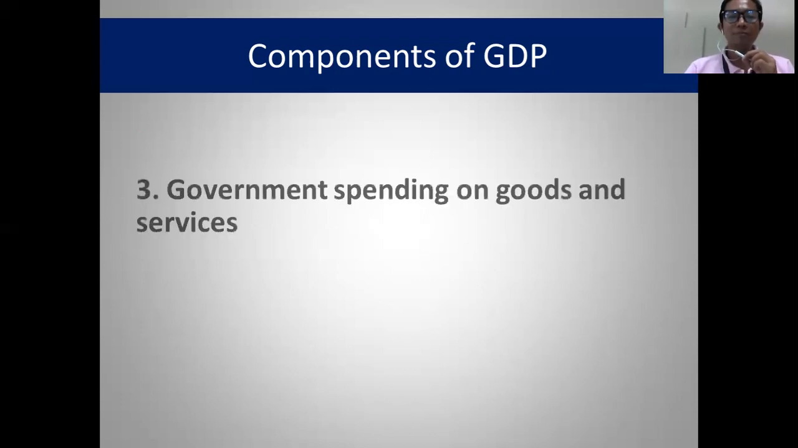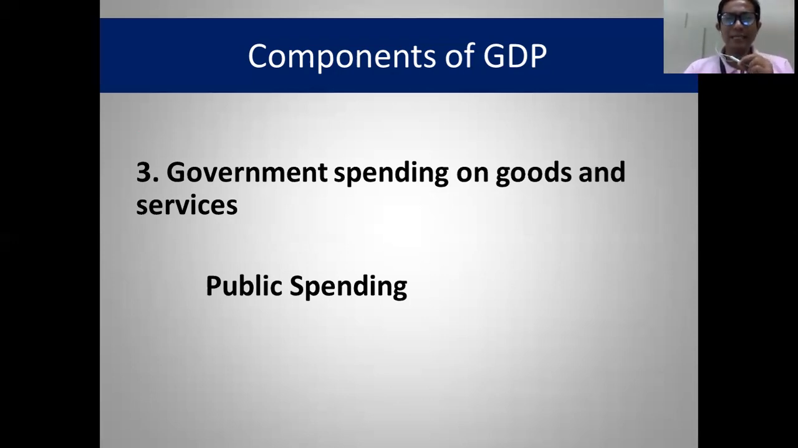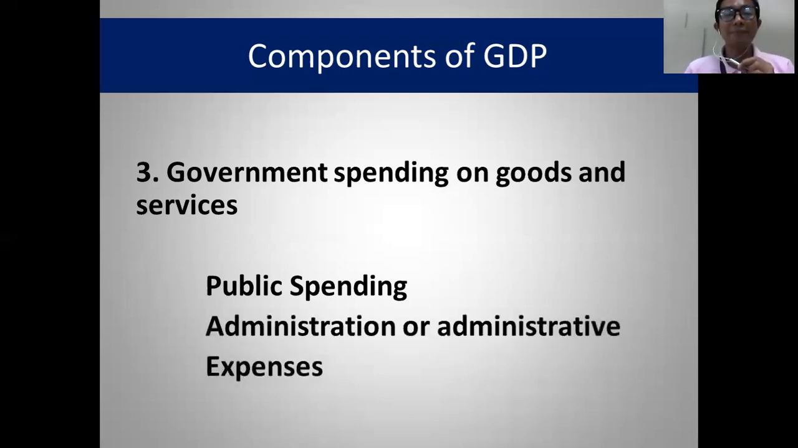The third component of GDP, or aggregate demand, is the spending by the government on goods and services. And if we talk about government spending, we are talking about two things. First is the public spending. This refers to the building of bridges, roads, and other tangible projects of the government, which we can see, we can touch. So that's public spending. And the other one is the administrative expenses.